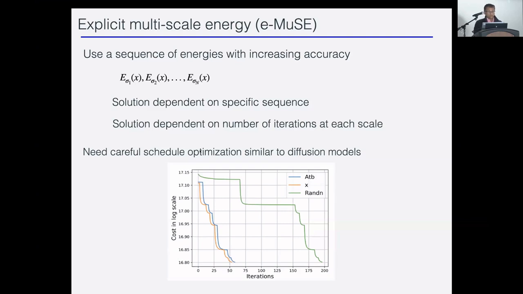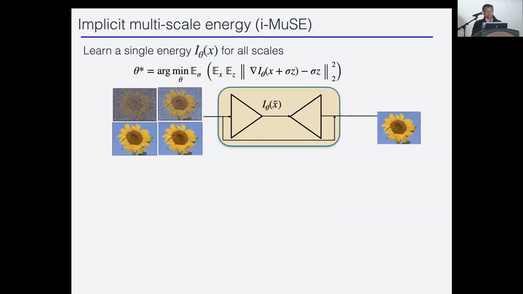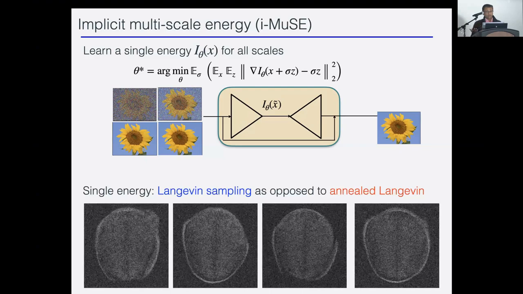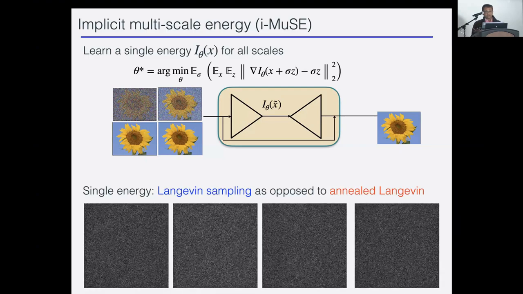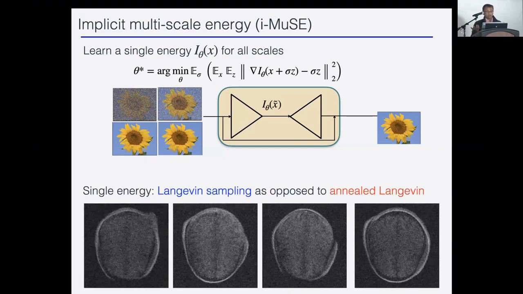So this works well, but the problem is that you need to do a careful schedule optimization to get the best possible convergence, or the fastest results. To overcome this, we introduced a method called the implicit multiscale method. The idea is, again, similar to the previous method. We now train a single CNN such that it can denoise at multiple noise scales. It is not a conditional model, it is completely unconditional. With this, we can do simple Langevin sampling as opposed to annealed Langevin, and you can recover good prior samples.